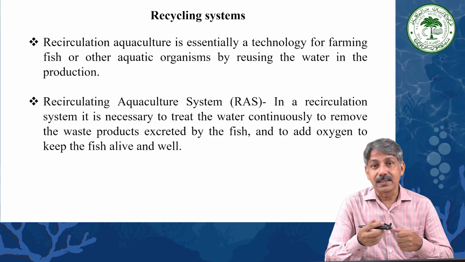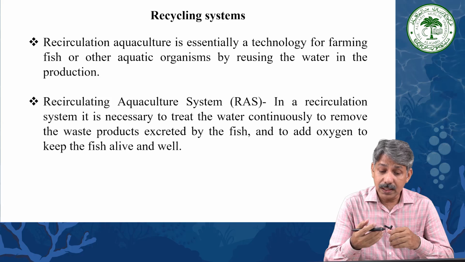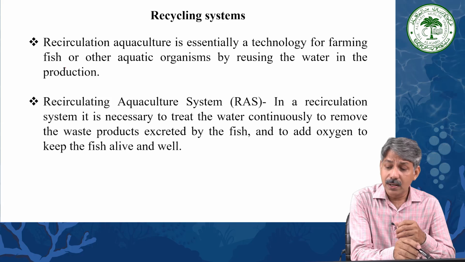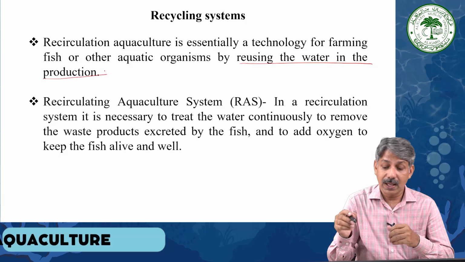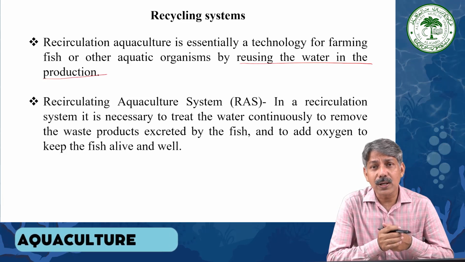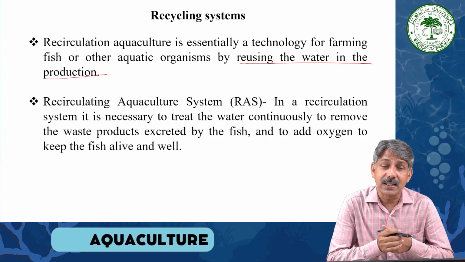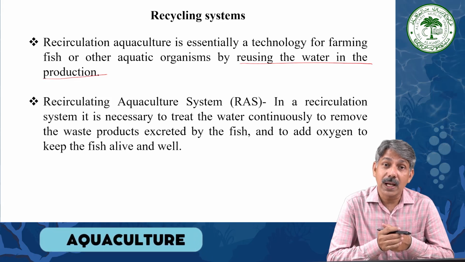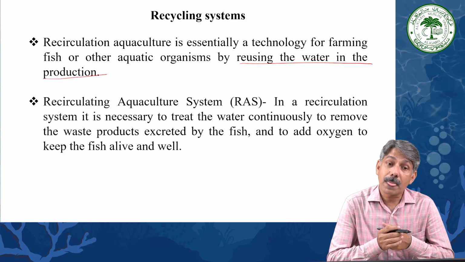Now we have recycling systems, as you have seen in the categorization of the FAO. Recirculation aquaculture is essentially a technology for farming fish or other aquatic organisms by reusing the water in the production. As I told you, this is one of the major concerns in fish culture, especially in freshwater fish culture, that we have to minimize the use of freshwater. So by using the recirculatory system, we can use the same water again and again.